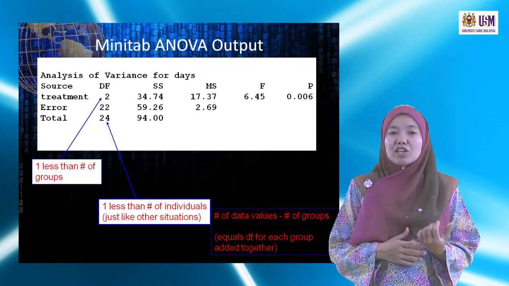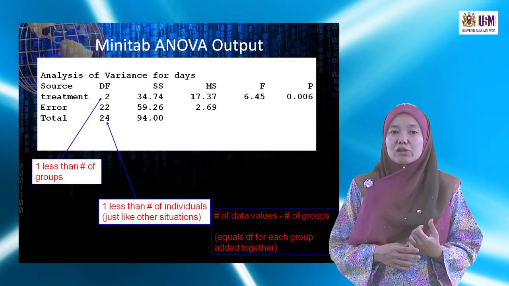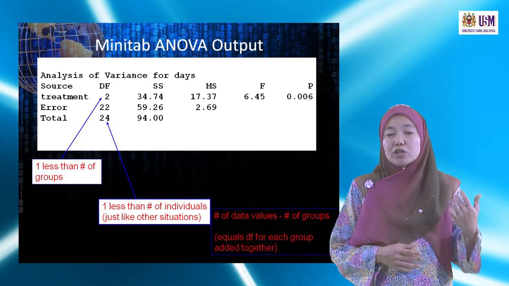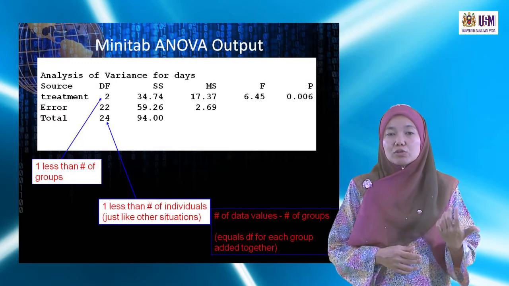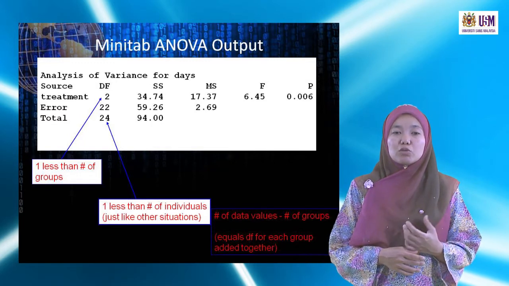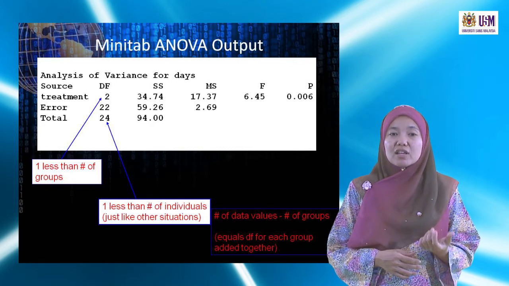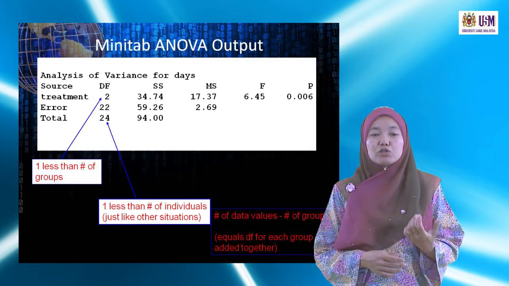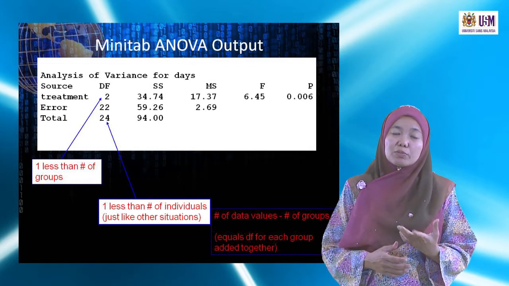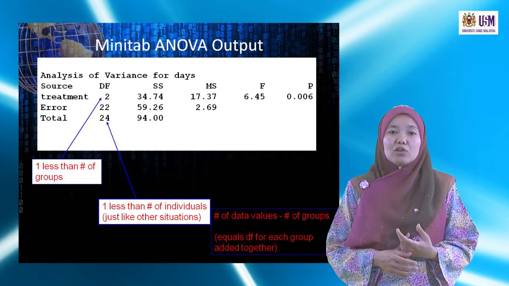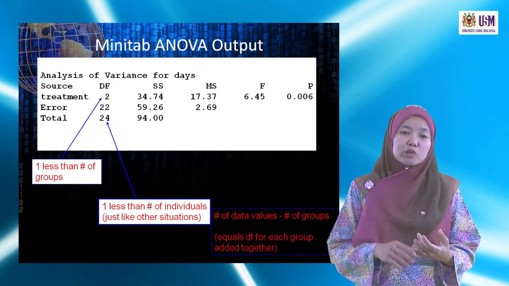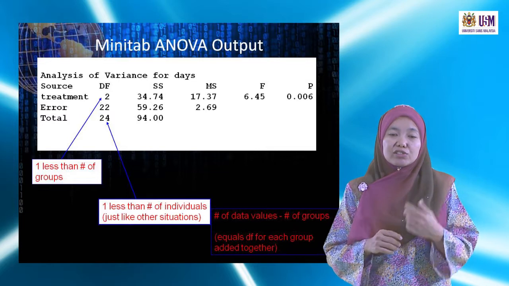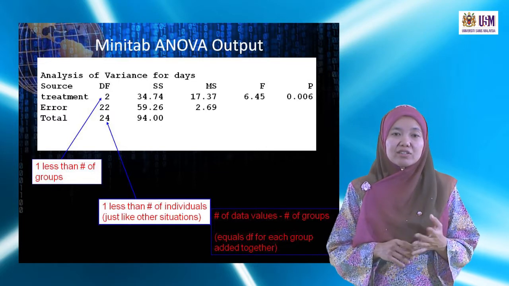So you have the degrees of freedom for the treatments equal to 2. This is actually one less than the number of groups. Remember, you have 3 groups, group 1, 2, and 3. So 3 minus 1, you have degrees of freedom for treatments 2. And then you have the degrees of freedom for error, 22, and the total, 2 plus 22, you get 24. How do you calculate 24? This is 1 less than the number of individuals in the whole 3 groups, just like in other situations.